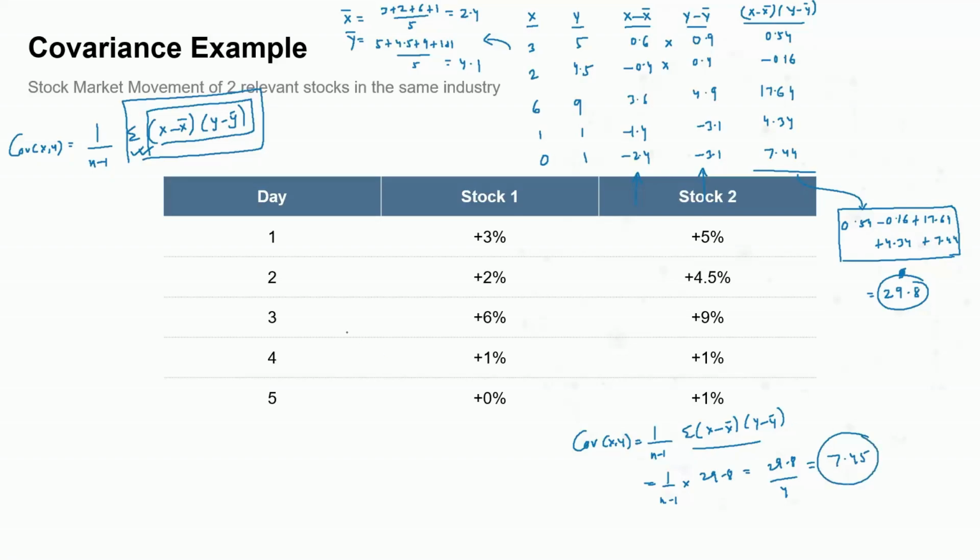And this is your covariance between stock 1 and stock 2. Looks like a positive number, so it's a positive covariance. That's all about this particular topic on covariance. I hope you understood the basic concept behind covariance and how to solve a problem and find the covariance given two features.